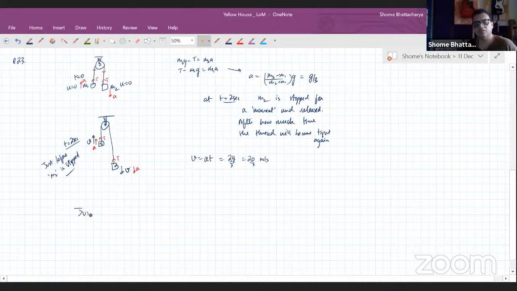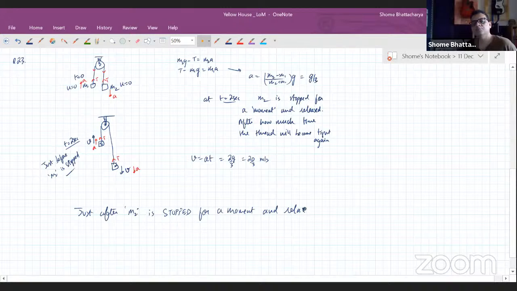So just after M2 is stopped for a moment and released, what will happen? Because you stop this block, the string becomes loose. So the tension disappears. And because you stopped M2, its velocity becomes 0. The velocity has become 0 and the string has become loose. On both sides, the string will become loose. So the tension disappears, but you did not stop M1.